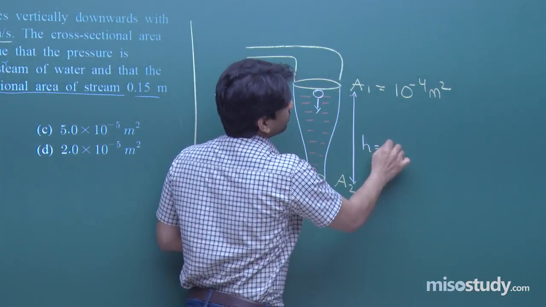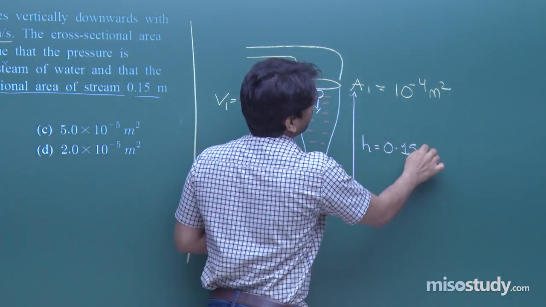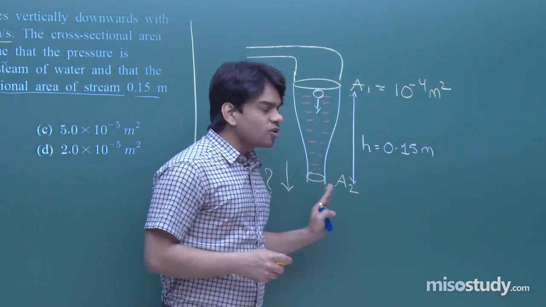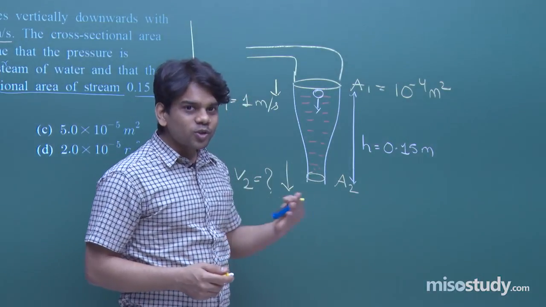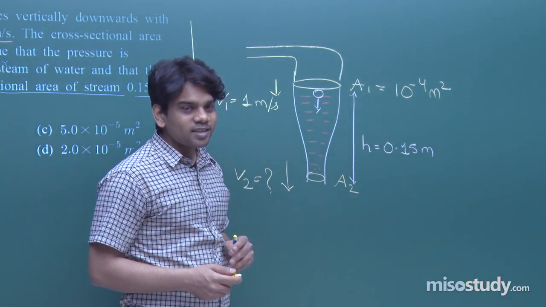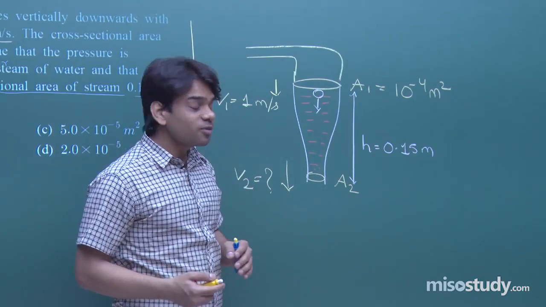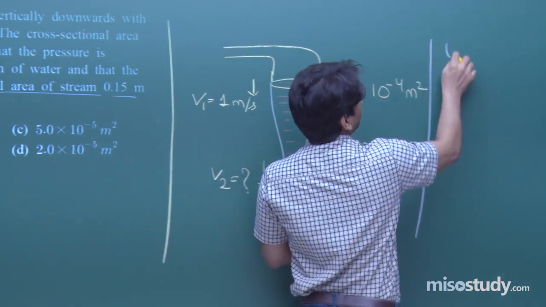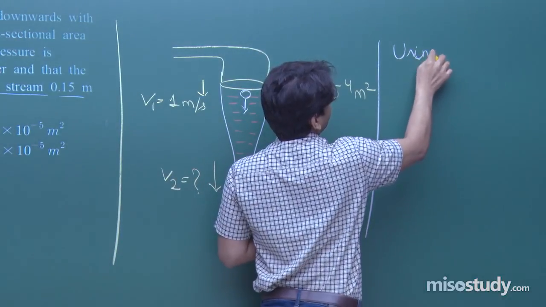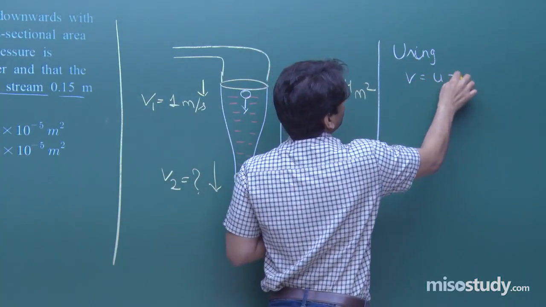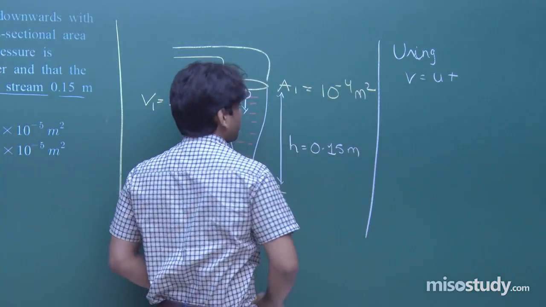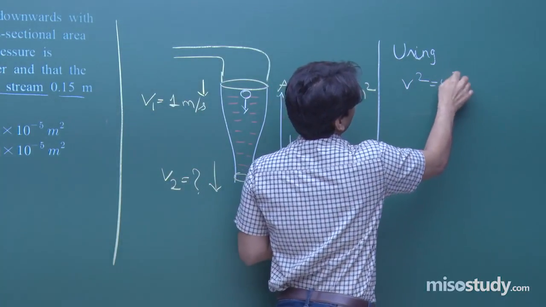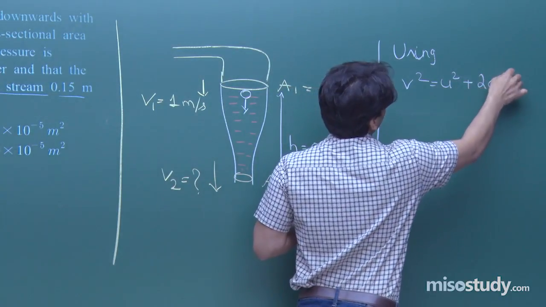This is the height, 0.15 meter. So can we comment on this using the concept of v squared equals u squared plus 2as? From there, we will be getting the value of V2. Using V square is equal to U square plus 2AS, this is what we can use.